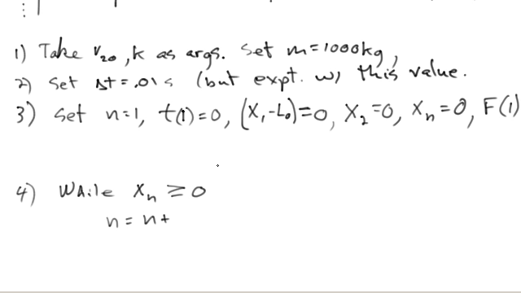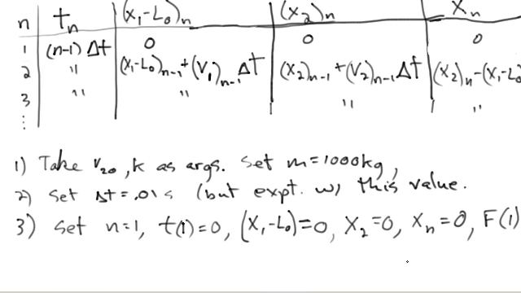So while xn is greater than or equal to 0, and it starts out at 0, so I should get into this region of the loop. I'm going to bump up n by 1. I'm going to say t of n. So at this point, it would be 2. I'm thinking about the value of it rather than writing the symbol. But t of n is equal to n times delta t, and I think I just have to essentially copy down the formulas from my table.